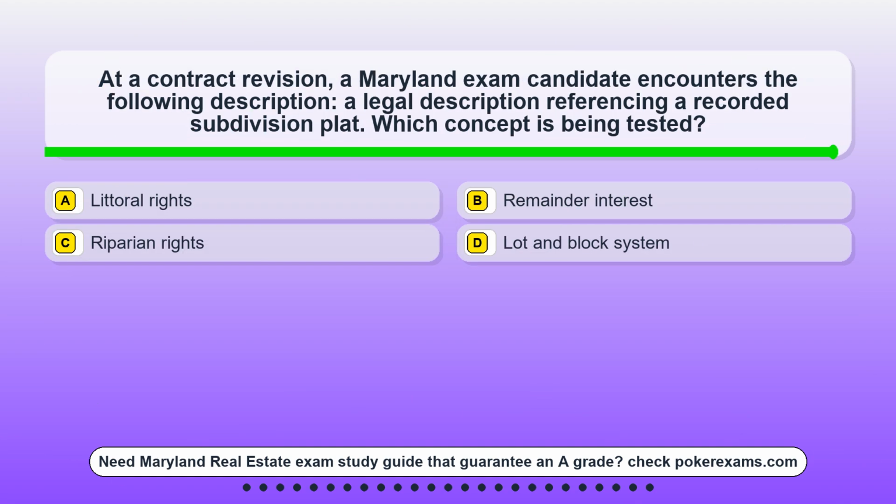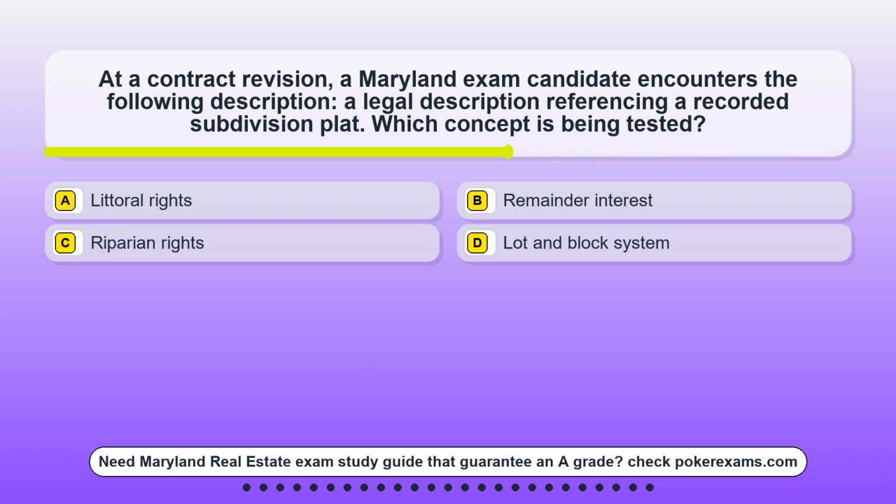Question 2. At a contract revision, a Maryland exam candidate encounters the following description, a legal description referencing a recorded subdivision plat. Which concept is being tested? Option A, literal rights. Option B, remainder interest. Option C, riparian rights. Option D, lot and block system.